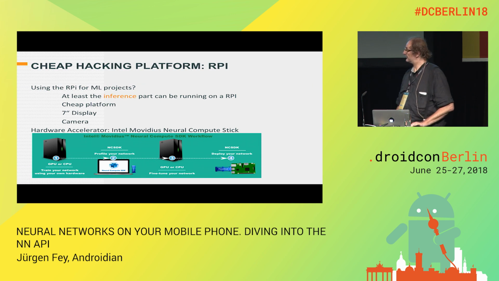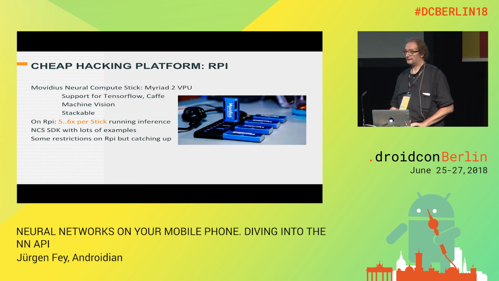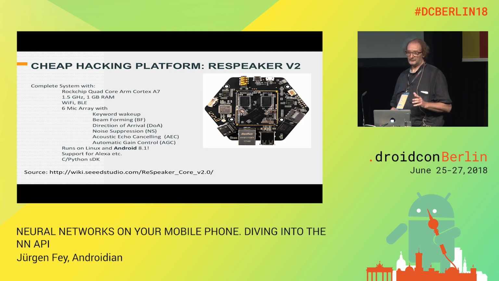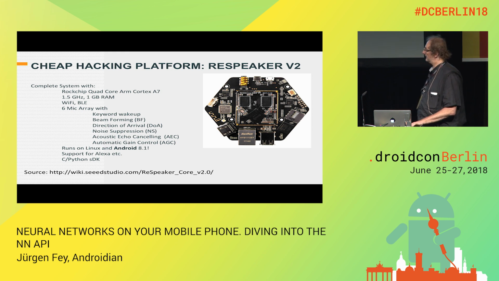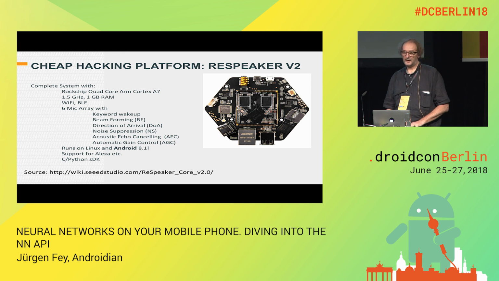Some more alternatives. If you want to get into machine learning, you can also use a Raspberry Pi with the Movidius neural compute stick. If one is not good enough, if one gives you 5 to 6 times performance increase, you can just take them up like using 4 or 5. And we are talking about $50, $60 per stick. And that's a new hardware. If you're into voice programming, you can use a microphone array, including ARM CPU and everything, for $90. I think, and the ReSpeaker is available since last week.